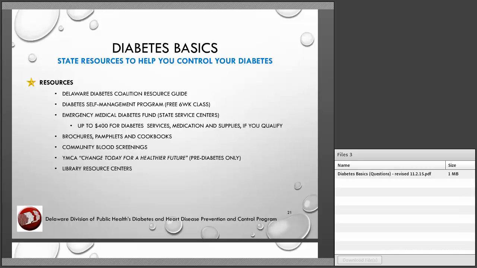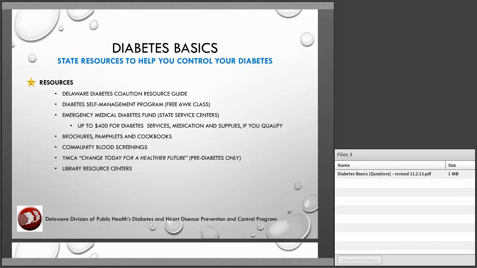We also have emergency medical diabetes funds set up. These are funds available to people who, for one reason or another, are unable to afford their diabetes medications, services, and supplies. To qualify, you have to fill out an application with the Division of Social Services and make application at the Division of Social Services for these emergency funds.